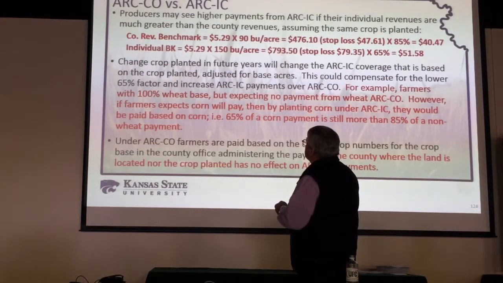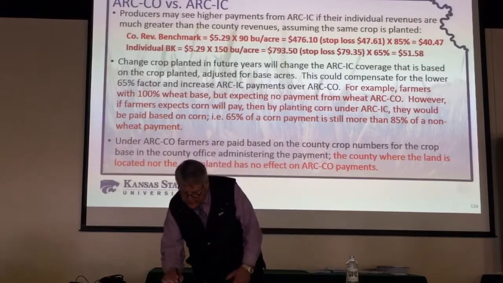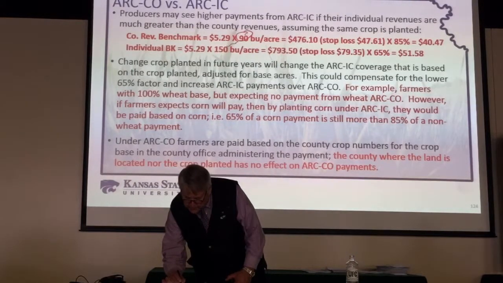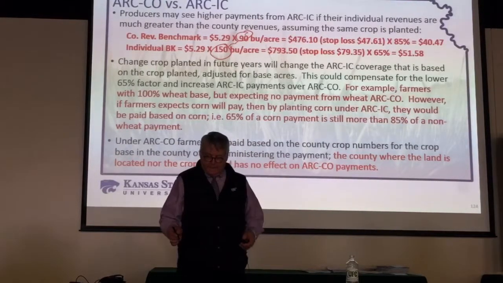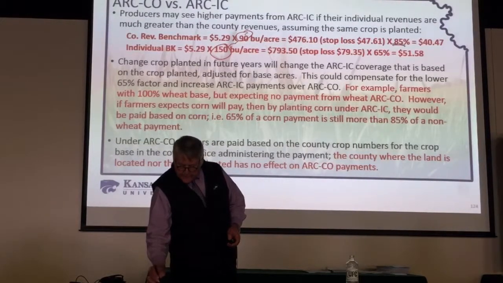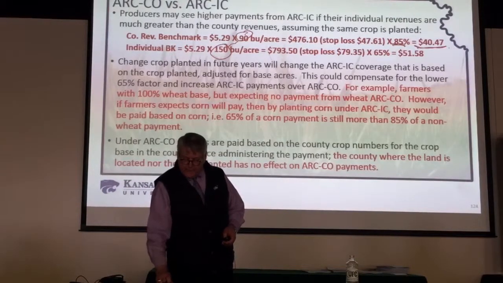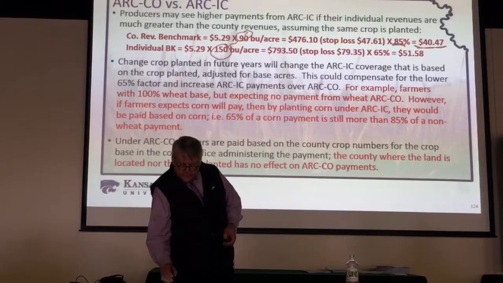What I'm talking about too is you take this county revenue benchmark, 529, that's the national average price, times 90 bushels. In this example, this is a county yield. And I'm comparing that to a farm with 150 bushel doing the individual. I multiply the 90 bushels times the county, and I get $476 worth of revenue. Take 85%, that's locked into the law, and I end up with a payment rate of $40.47 on all base acres.